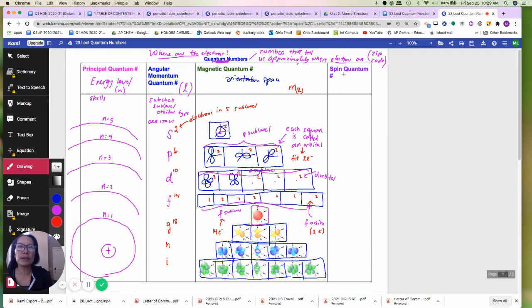The last quantum number doesn't really tell us where it is, but it tells us the behavior of the electron. It's saying that the electron spins. And when I say spin, you are the electron and you're spinning on your axis, like spinning like this or the other way, or like this or like this, okay? Like a top.